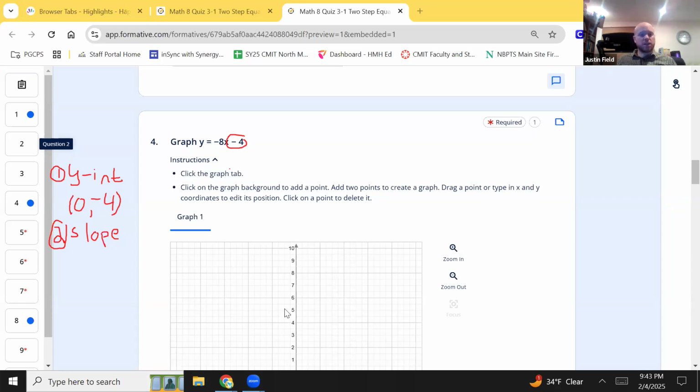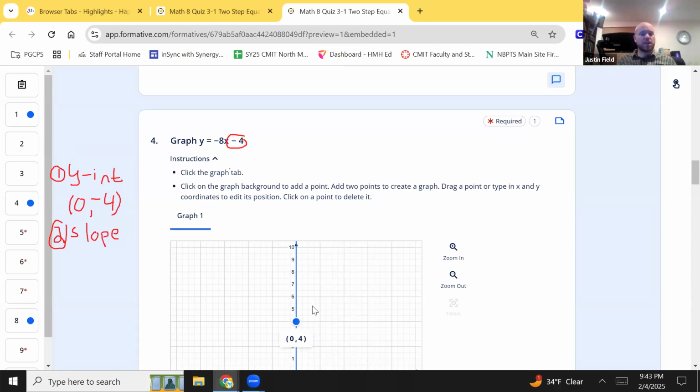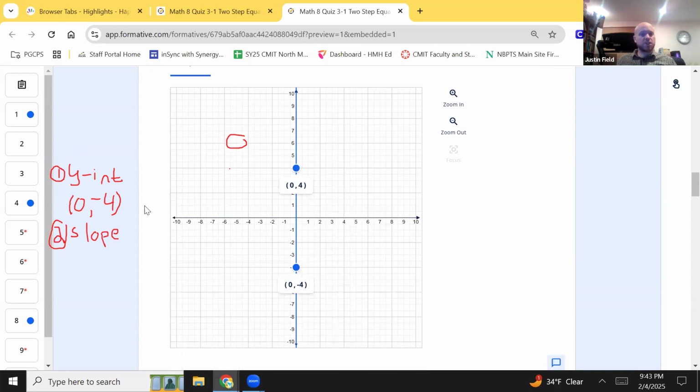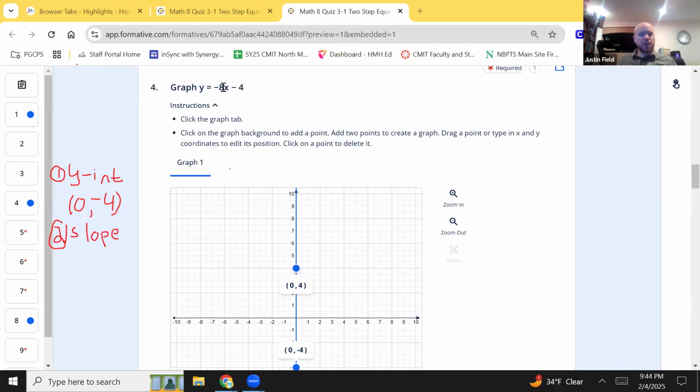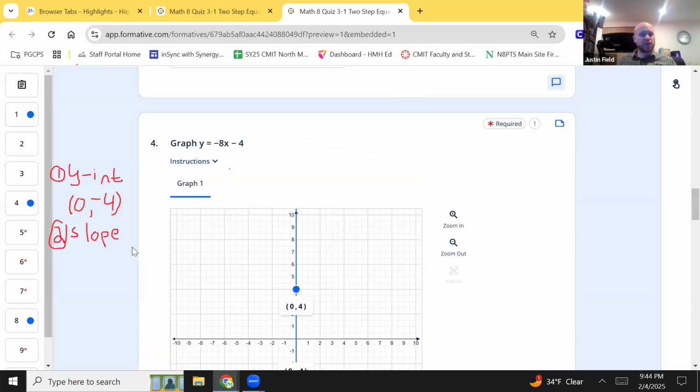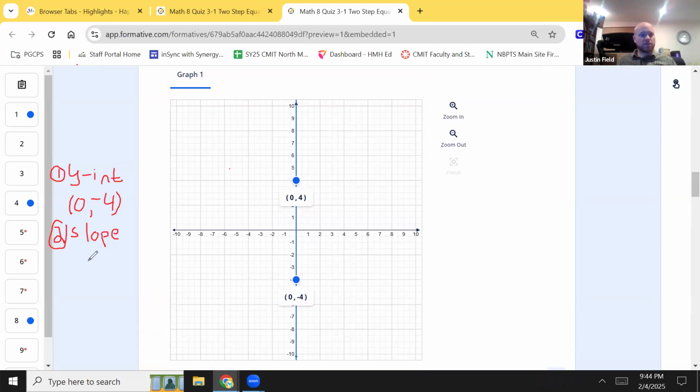Mostly everyone did a good job putting a point at the y-intercept. It was the slope where I saw the most people get confused. So let's talk about that. The slope, first of all, is -8. It's the coefficient of the variable. And since it's a whole number, and the slope is like rise over run, it's a fraction. So we need to write even the whole number slopes as a fraction. If it's a whole number, we put it over 1.